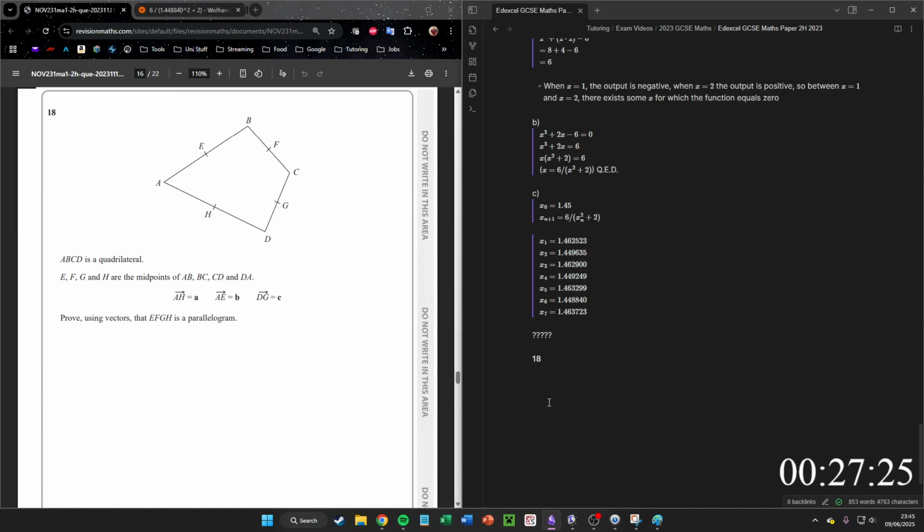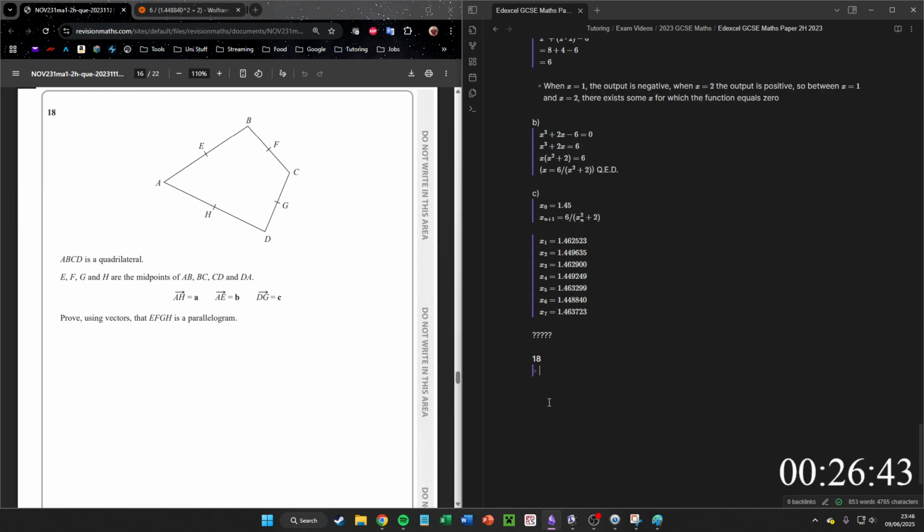So to show that it's a parallelogram, we have to show that two of the sides of that shape are parallel. Now, in terms of vectors, to say vectors are parallel is that one vector is simply a multiple of the other, because direction is not changed if you just multiply. If you multiply a vector by a number, it doesn't change the direction, just the magnitude. So we have to find definitions for EF, FG, GH, and HE.